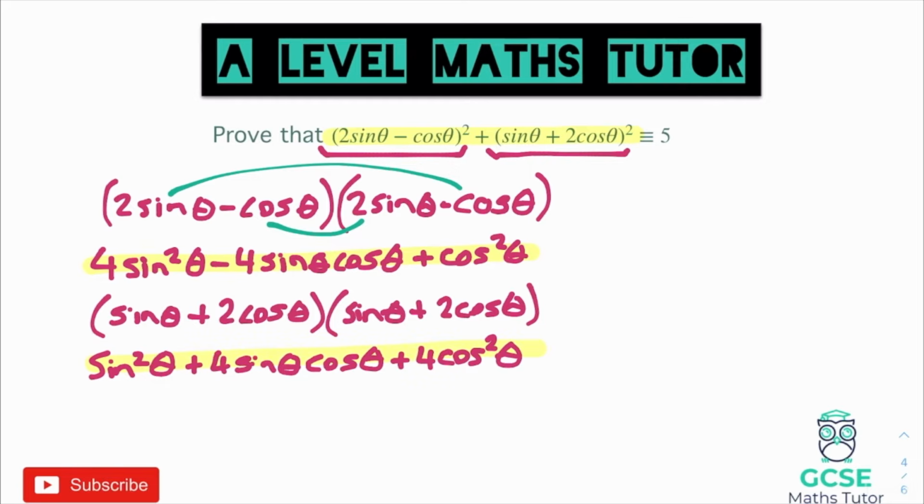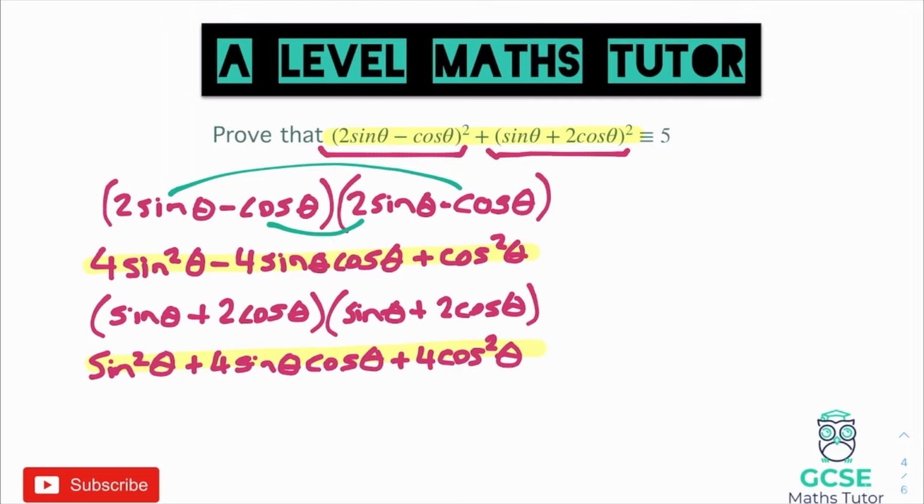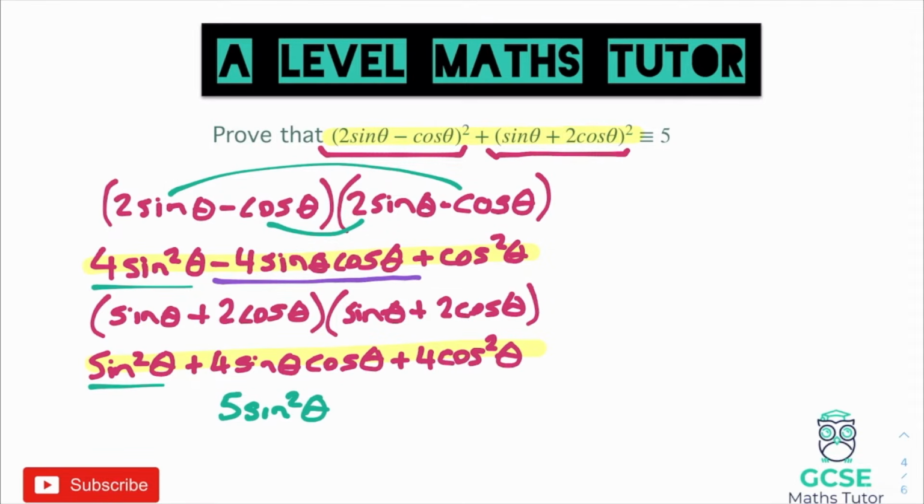So we had a plus sign between these two. So if we add those two pieces together, let's see what we get. We've got the 4 sine squared theta and a 1 sine squared theta here, so that would be equal to 5 sine squared theta. We've then got these middle pieces, the negative 4 sine theta cos theta and the positive 4 sine theta cos theta, so they would just cancel out. And then we have the plus cos squared theta and the plus 4 cos squared theta, so that would be equal to 5 cos squared theta.